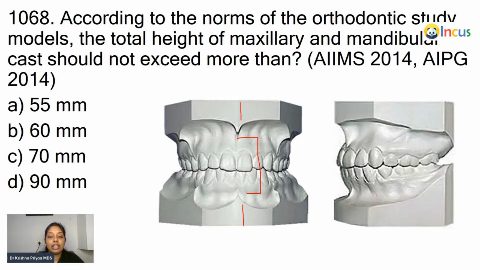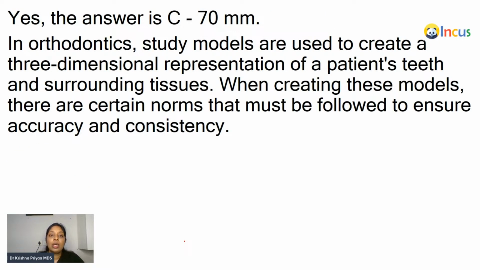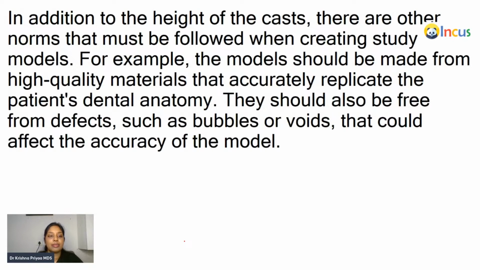Each cast is divided into three parts, wherein two-thirds of the entire structure constitutes the anatomic portion, that is, involving the teeth. So here the answer would be 70 mm. The entire height of the maxilla and the mandible together with the base should be 70 mm. Why is it maintained in such a way? To maintain uniformity in the different casts. For example, if we take pre-, during, and post-treatment casts, only when they are all at the ideal 70 mm can we appreciate the difference between them without any skew in the results, and also maintain consistency.